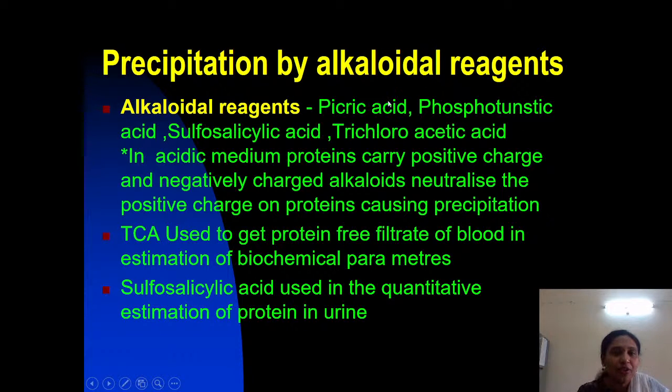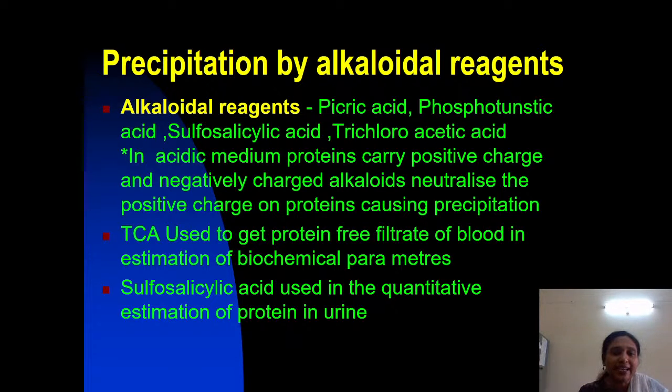Now, how do alkaloidal reagents act as precipitating agents? Only 2 points have to be remembered. The presence of alkaloidal reagents makes the medium acidic. Under acidic conditions, proteins carry a positive charge. So the negative charge of the alkaloidal reagents neutralizes the positive charge of proteins and causes the formation of precipitation.